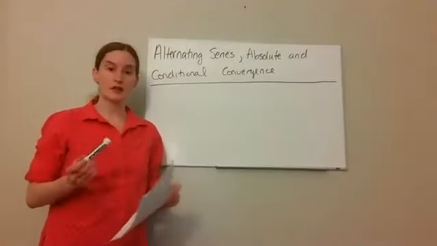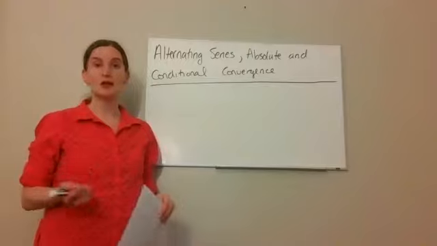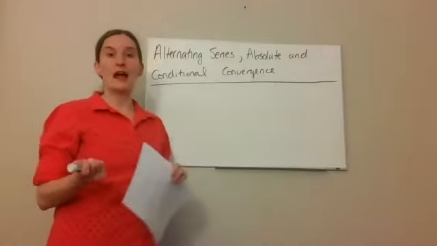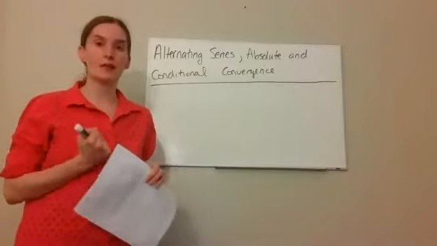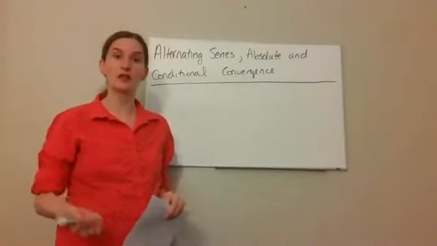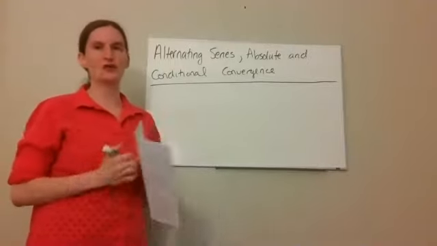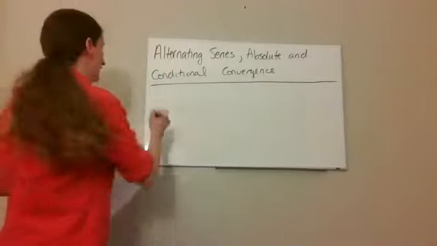Today we're going to continue our discussion on infinite series by talking about a special type of series called the alternating series, and also talking about some different types of convergence, absolute and conditional convergence. So first we need to figure out what exactly an alternating series is.